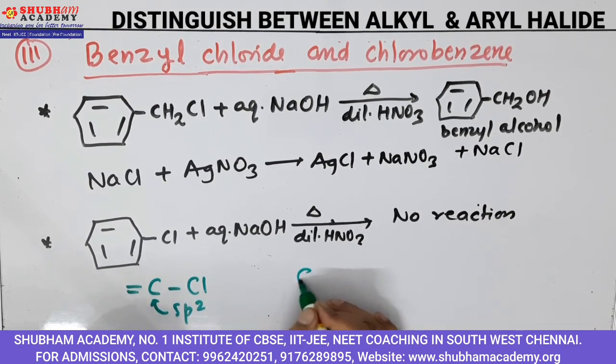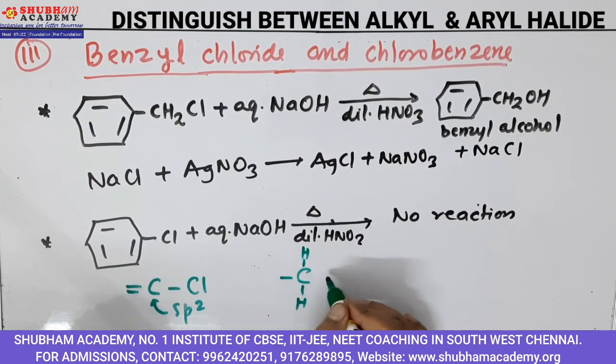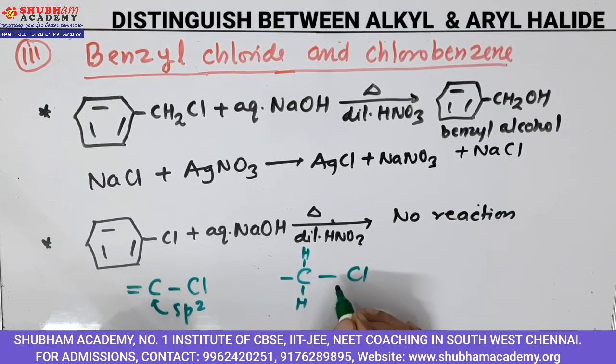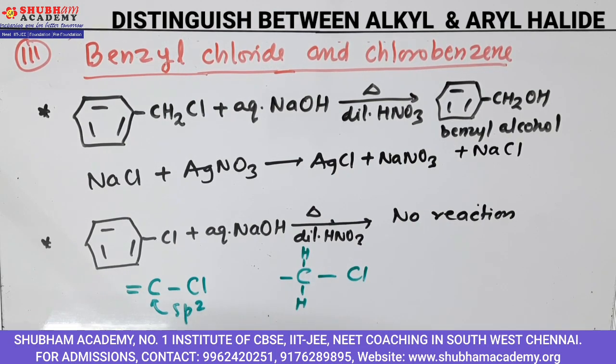Whereas, if this carbon is sp3 hybridized, then it is easy to break this bond and OH minus can easily replace this Cl minus. You will get NaCl and that NaCl will combine with AgNO3 to give a white precipitate, right. So, I hope you have understood the distinguishing reactions of these types.